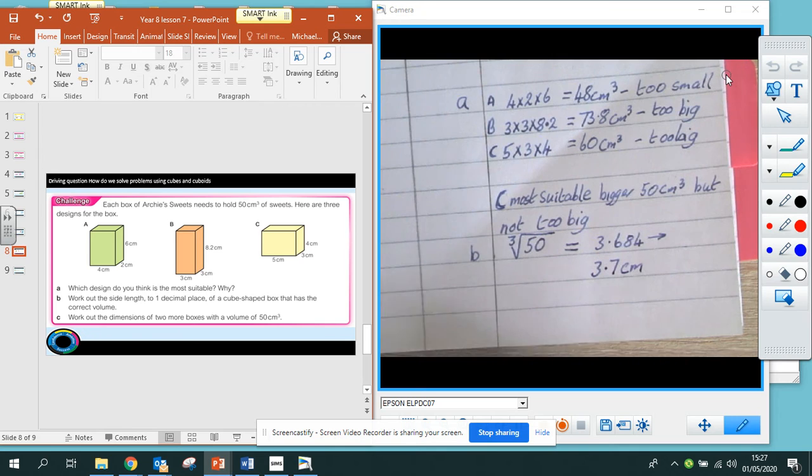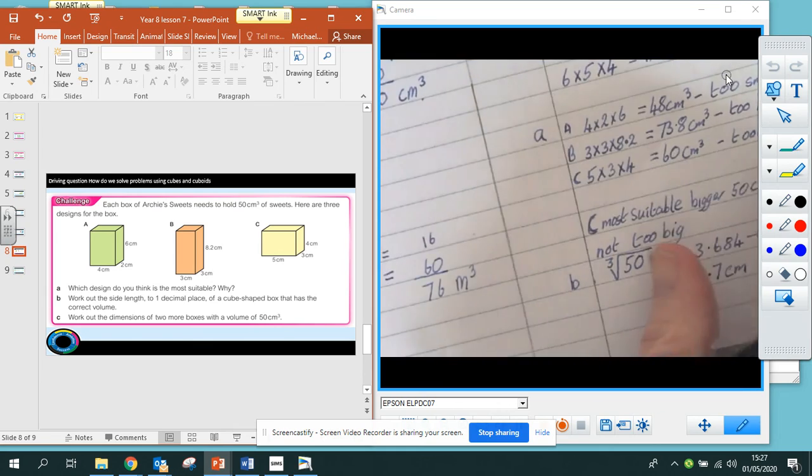So if I made a cube 3.7 centimeters aside, I would have a volume of very, very close to 50 cubic centimeters. It would be a little bit small, but not really very much. So that's how we find it. We use the cube root.